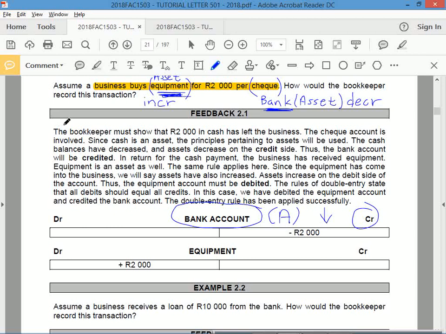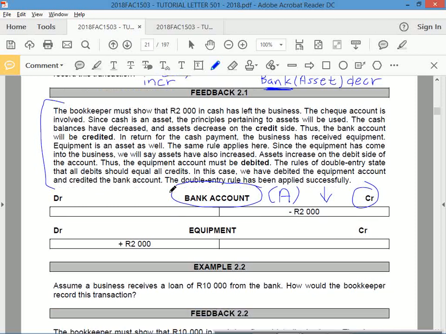Okay, this textbook's a bit better because they explain it better than the last one. There's more explanation. If you read this, I'm reading some of it. It's actually quite good. Okay, equipment. What is it? It's an asset. What did we say is happening to it? It's going up. So what are we going to do? Debit it. There we go.